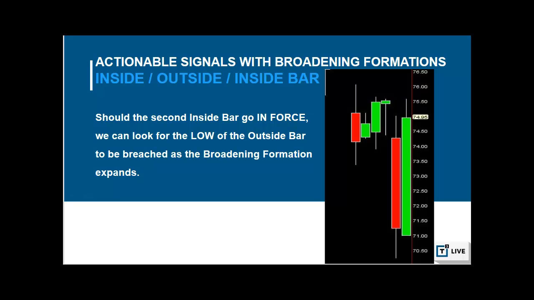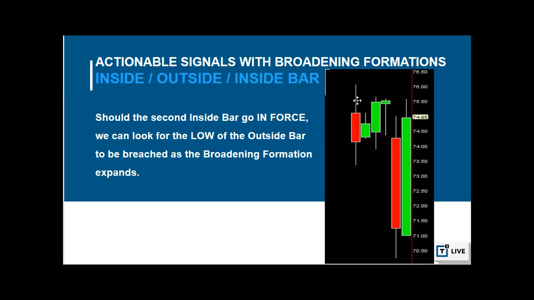So when the second bar goes in force, right, we can look for the low of the outside bar to be breached in this case, or the upside if it goes to the upside as the formation expands. So if you see this here, we go inside bar. We go outside bar by taking out both sides. We go inside bar again.